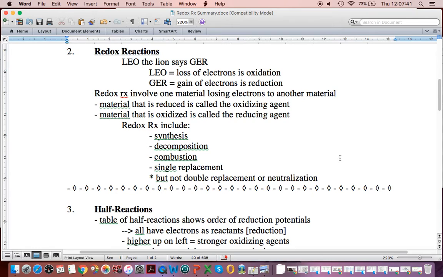So redox reactions have to involve reduction and oxidation happening at the same time. Now the material that's reduced is called an oxidizing agent because it oxidizes the other material. It oxidizes by taking electrons. The material that's oxidized is called a reducing agent because it gives its electrons to the other chemical and reduces it. So redox reactions include synthesis, decomposition, combustion, single replacement, but not double replacement and not neutralization. So in these first 4 types, we are looking at changes in oxidation states.